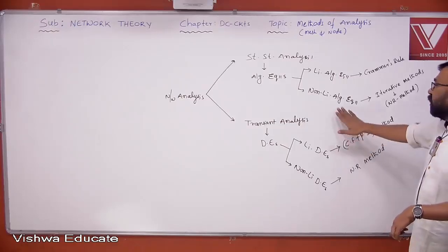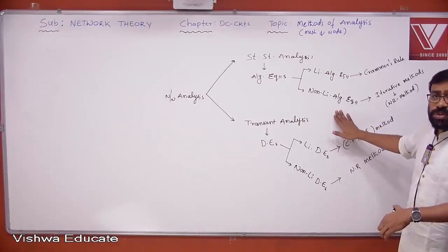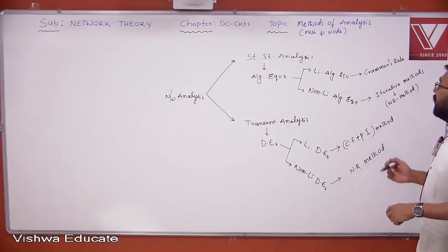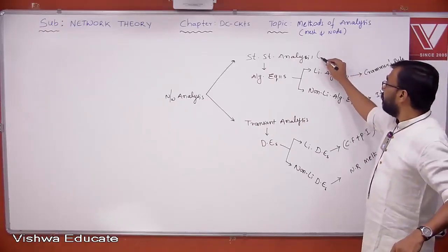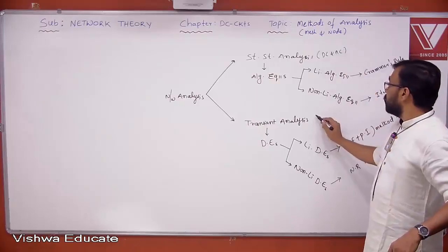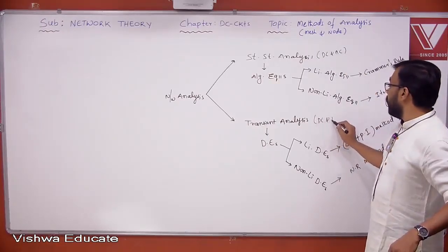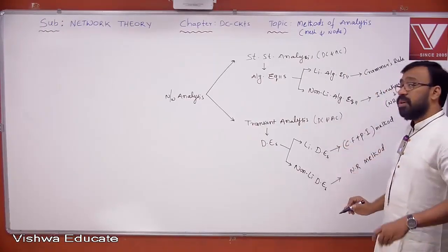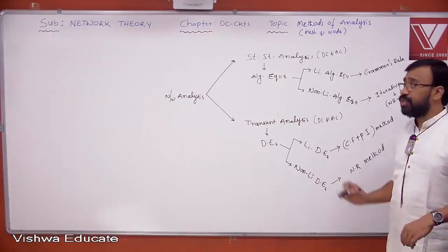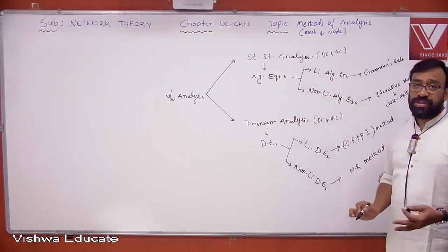You're not going to get questions on nonlinear networks. We have only linear networks, so this is all about it. In steady state analysis, we have DC and AC steady state analysis. Here also you have DC and AC transient analysis. You have DC circuits and sinusoidal, DC excitation or sinusoidal excitation. Here also DC excitation, sinusoidal excitation.